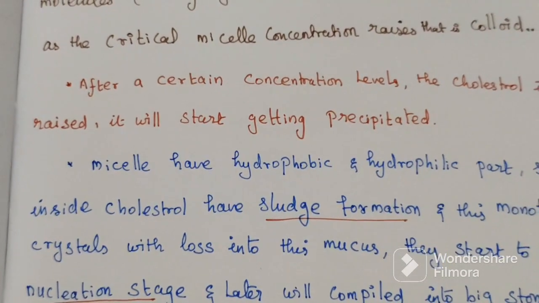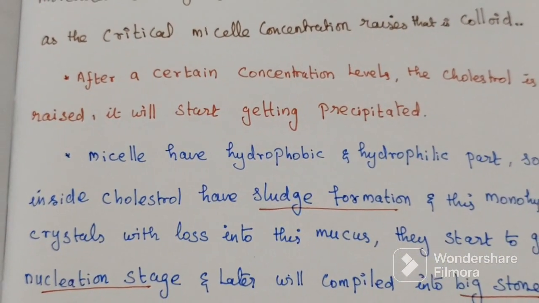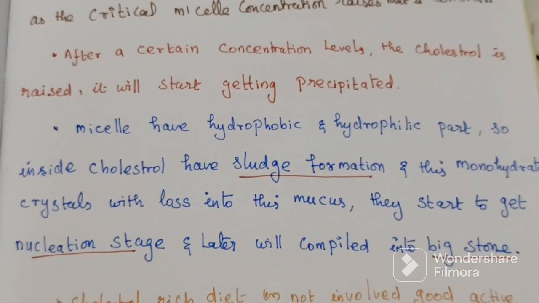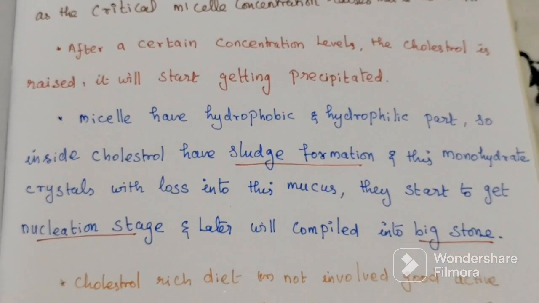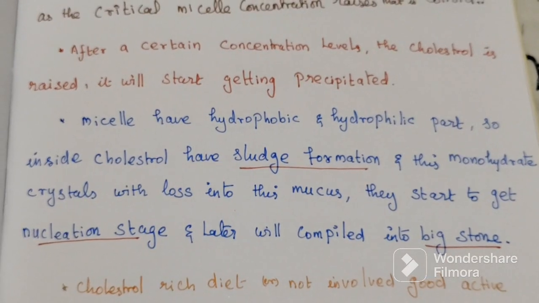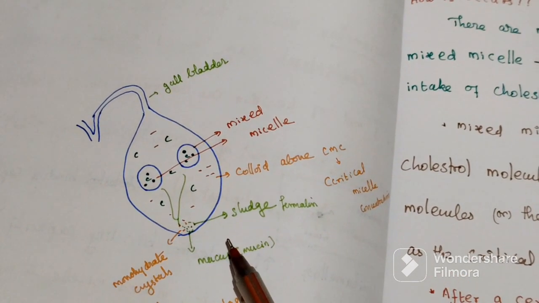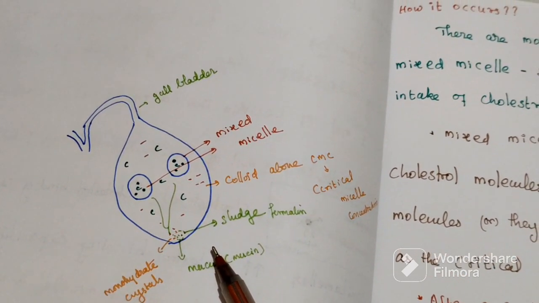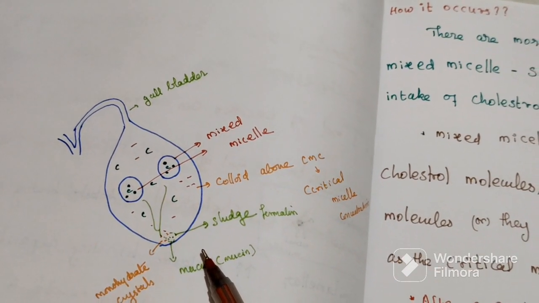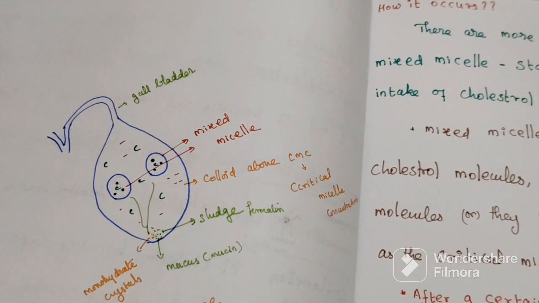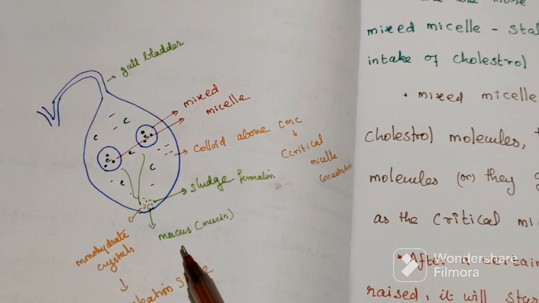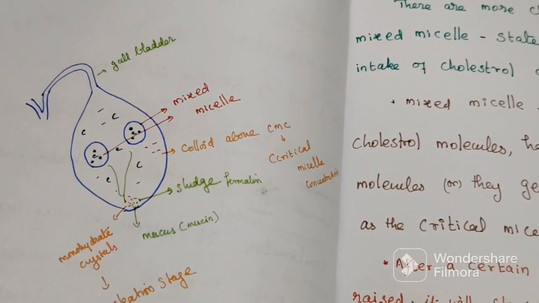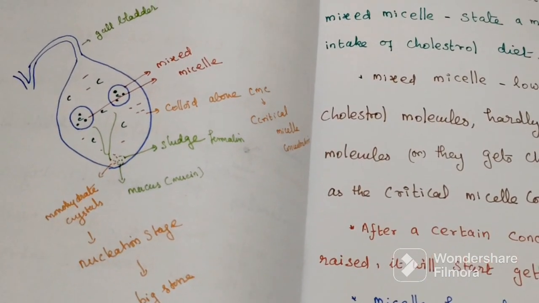After a certain concentration level, when the cholesterol is raised, it starts getting precipitated. Micelles have a hydrophobic as well as a hydrophilic part. Inside, the cholesterol forms sludge. This monohydrate crystal is lodged in the mucus and will start the nucleation stage, and later they will coalesce into a big stone.